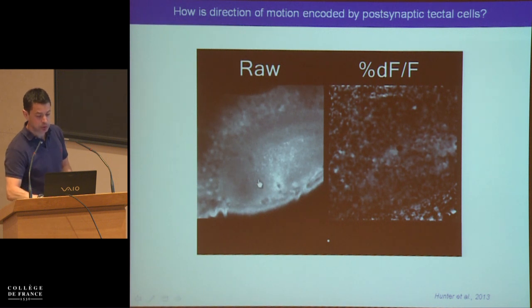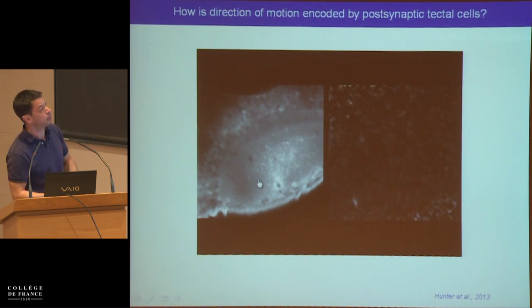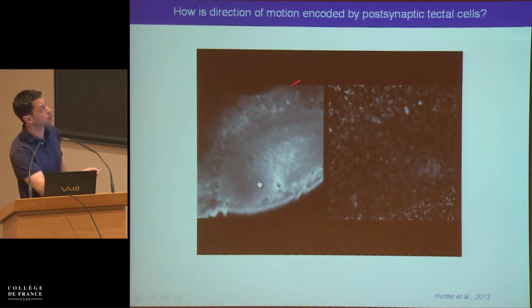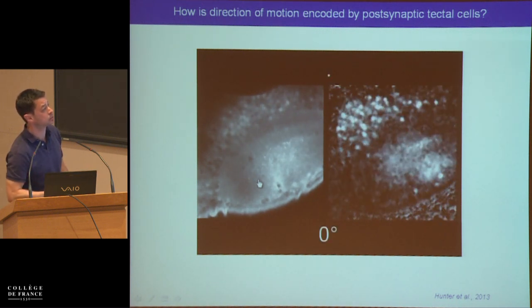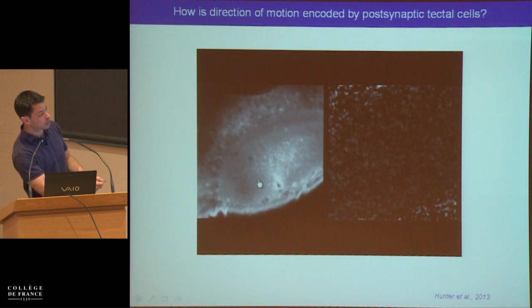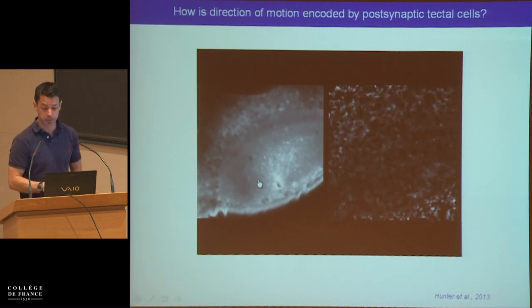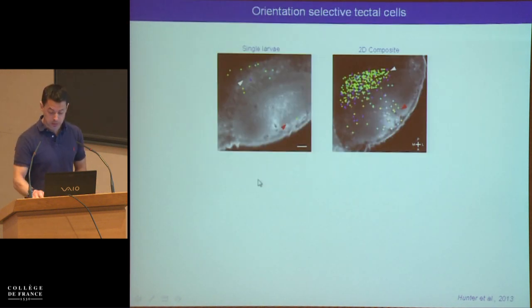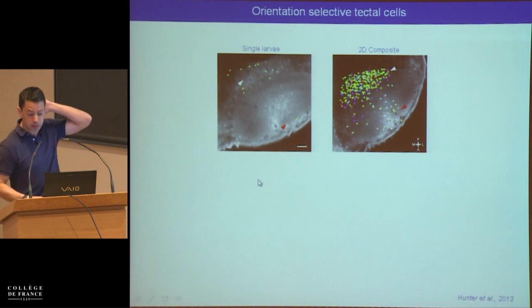And this is a tuning experiment. Again, the fish is watching that drifting bar stimulus, and you can see really nice responses in the tectal neurons. And this is work that's been done by Paul Hunter in the lab, who's a postdoc. Okay, so the first thing Paul did was look for orientation selective cells.